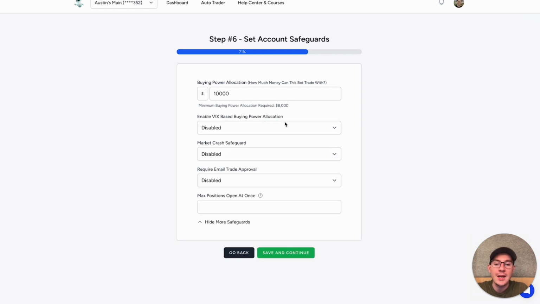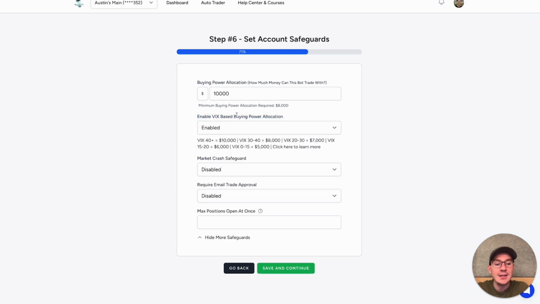Click Show More Safeguards. Remember how I told you we can reduce a ton of risk by changing how much money we trade with based on where VIX is? Well, if I just enable this, it does it for me. When VIX is high, 40 plus, it'll use the whole $10,000, because when VIX is high, my risk is lowest. So let's go all in based on the bot limit. If VIX is low, my risk is higher, so let's trade less. So I'll only use $5,000. So automatically it will change my sizing based on where VIX is, which helps eliminate volatility risk a ton.